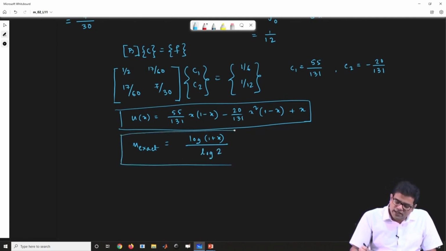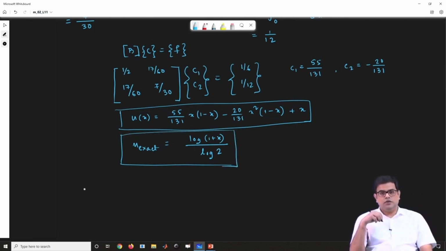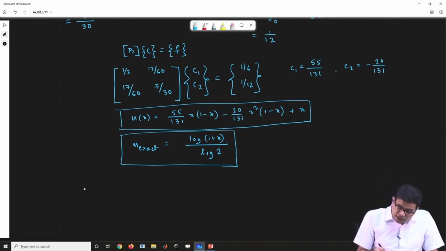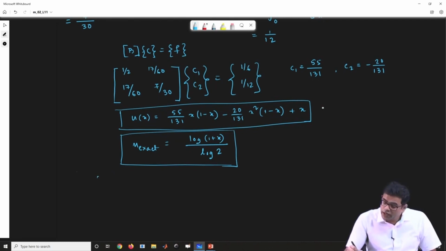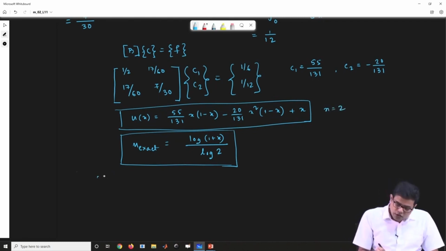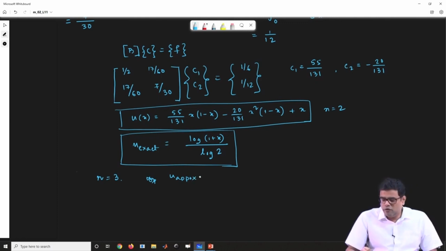Now if I increase my approximation, that means if I increase n, so this is for n equals 2 solution. If I increase to n equals 3, then this solution will be modified. So u approximate will be more closer to u exact, and so on.